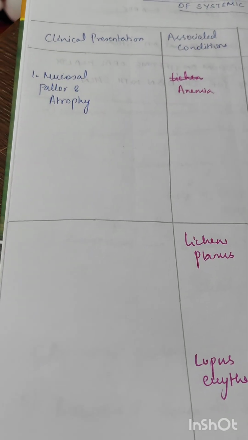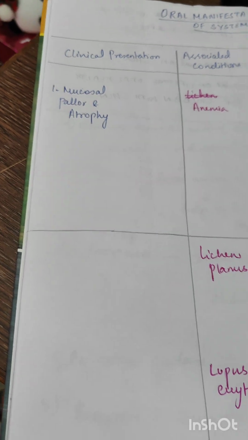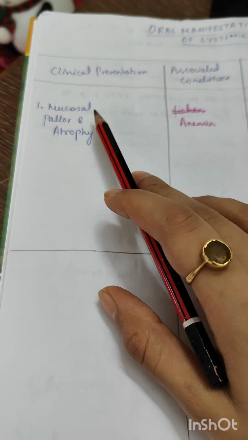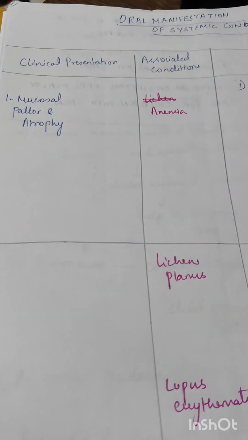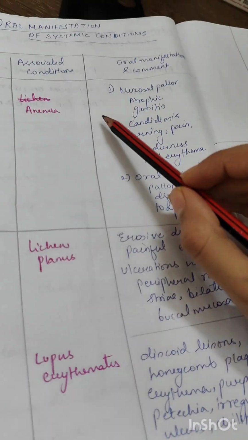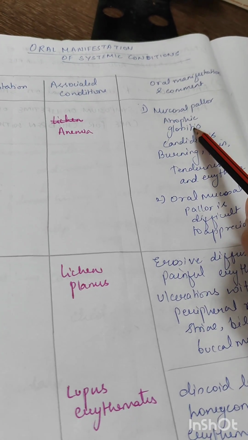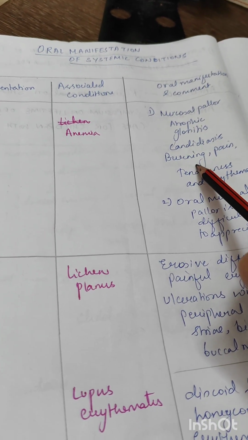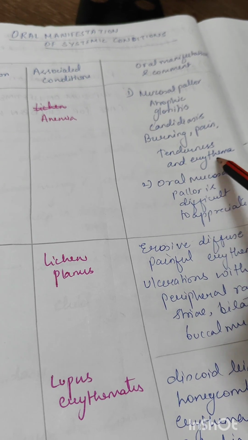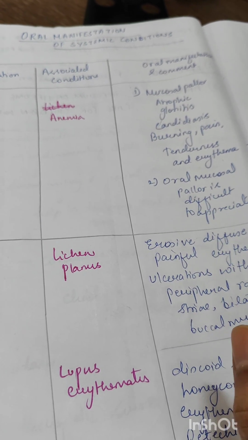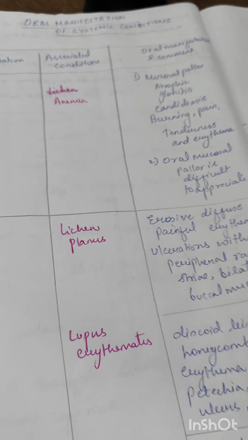So here are a few systemic causes which we are going to discuss. The first is the clinical presentation. If you see a patient with mucosal pallor or atrophy, it may indicate anemia. Oral manifestations can be mucosal pallor with atrophic glossitis, candidiasis, burning, pain, tenderness, and erythema. Now, oral mucosal pallor is usually difficult to appreciate because of the color.